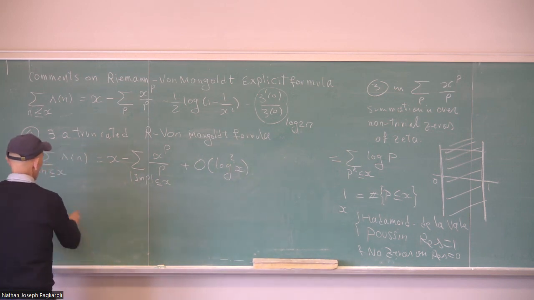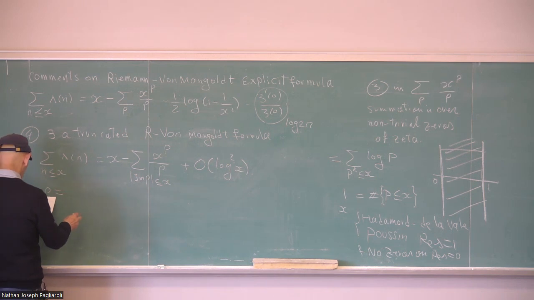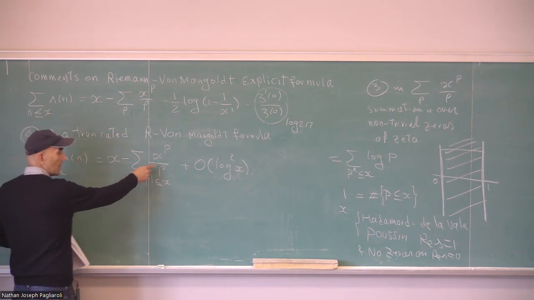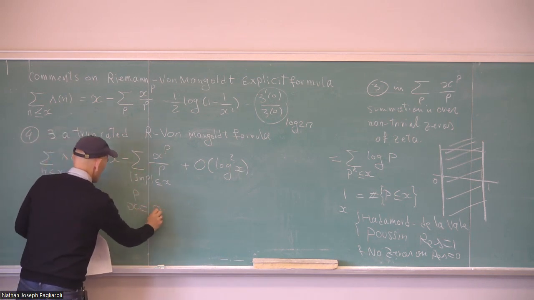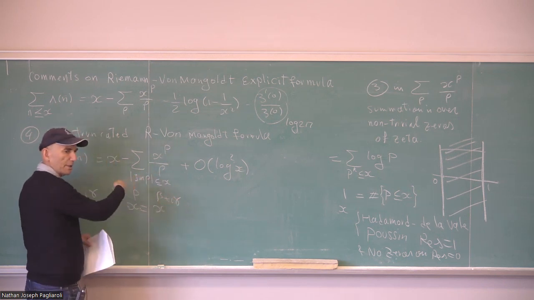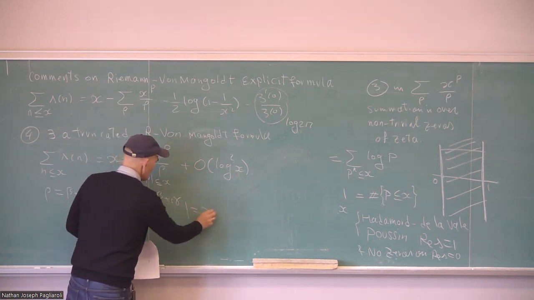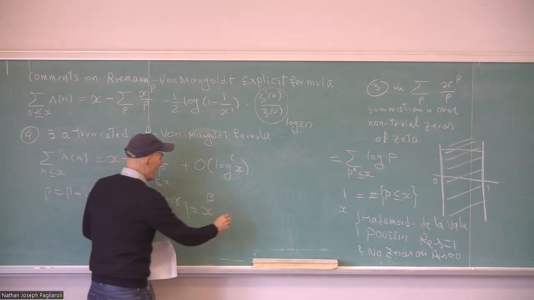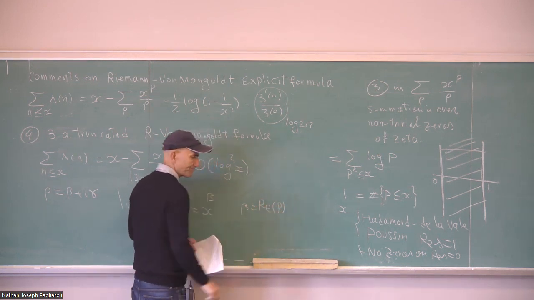Okay, now, rho is equal to, for example, something like beta plus i gamma. Then if you study what x to the rho is, it is x to the power beta plus i gamma. So if you want to estimate the absolute value, this is going to be equal to x to the power beta. But beta is, of course, the real part of your zero.